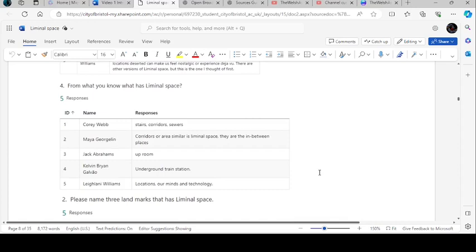My next question was, from what you know, what has liminal space? Person 1 said stairs, corridors and sewers. Person 2 said corridors or areas similar are liminal space. They are the in-between places. Person number 3 said a room. Person number 4, underground train station. Number 5, locations or mind and technology.